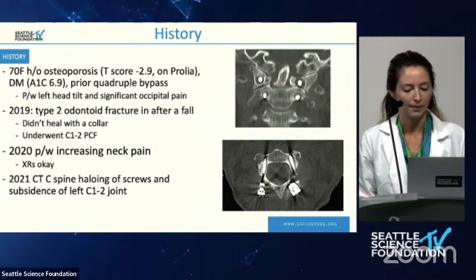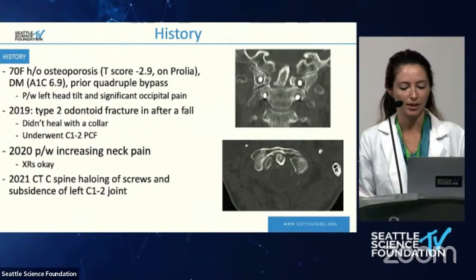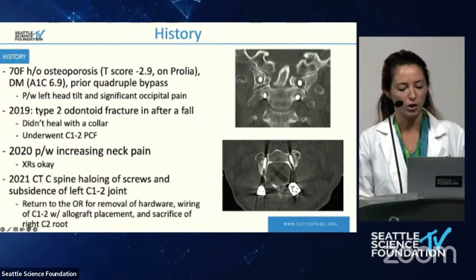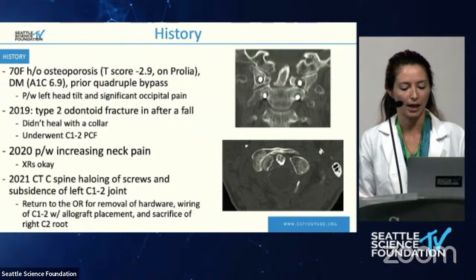Looking at the axial CT, I just want to point out that at this point, she doesn't have significant rotation of C1 on C2. She was also taken for a revision with removal of hardware. Her surgeon didn't want to fuse to the occiput at that time because it would limit her range of motion. So he wired her C1-2 together.